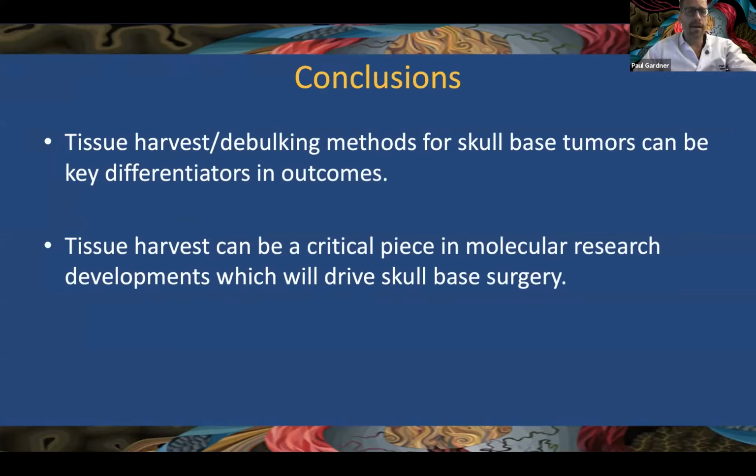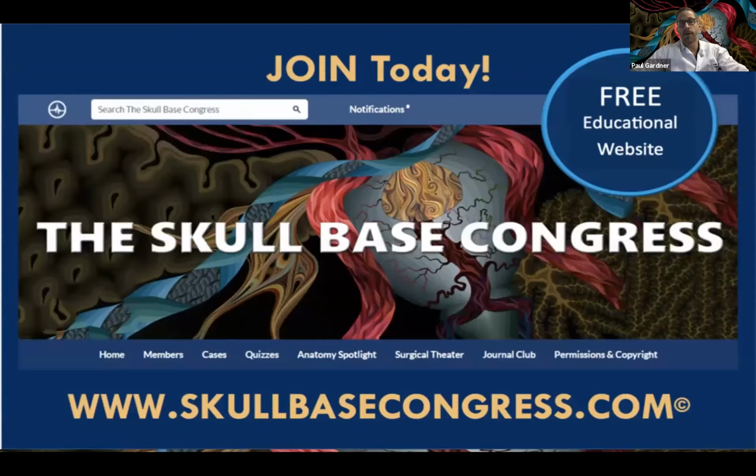And I think that what you use to harvest your tissue and how you're able to use that tissue afterwards can be differentiators in the outcomes. So not only does it matter that I have a device that works in the setting that I'm using it and also prevents injury as much as possible, but I think that this can be a critical piece in molecular and genetic research developments, which are going to drive the future of skull-based surgery as they've driven all of oncology. So this has become a part of my practice.